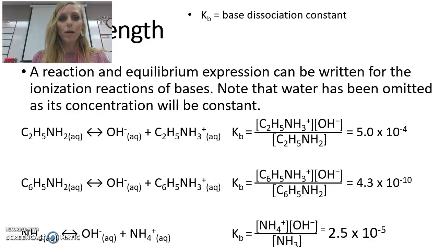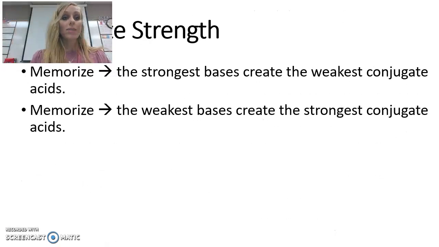Too much, skip. This you need to know: the exact same concept as the conjugate strength of your acids. If you have a very strong base, you're going to have a very weak conjugate acid. A very weak base, you're going to have a very strong conjugate acid. That's the end.